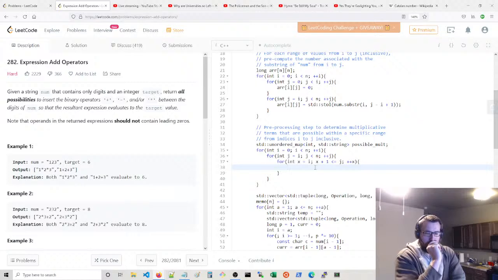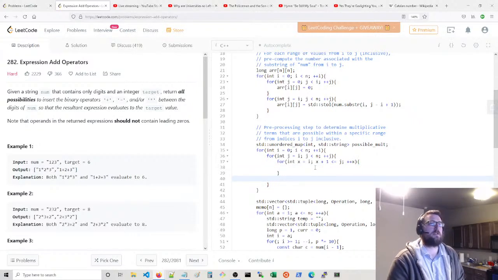Now what's interesting is that x plus 1 has got to be less than or equal to j, because it's inclusive: i to x inclusive and then x plus 1 to j inclusive. The problem with that is that you might have i to j as the one part at the end. We're going to actually add that too. So we're going to say possible mult of array of i, j, and it's going to be a queue of strings, I think I went with.